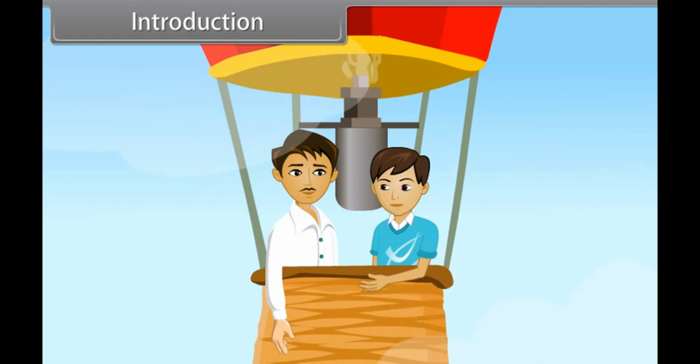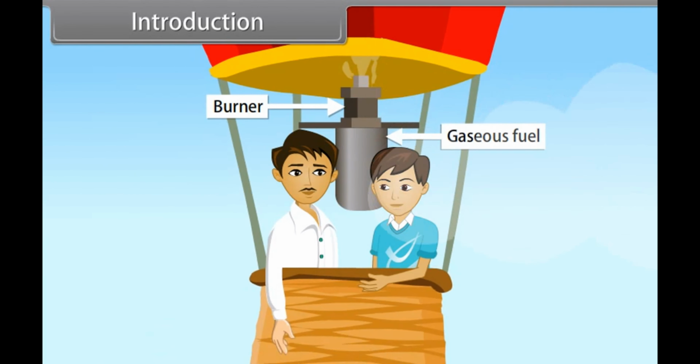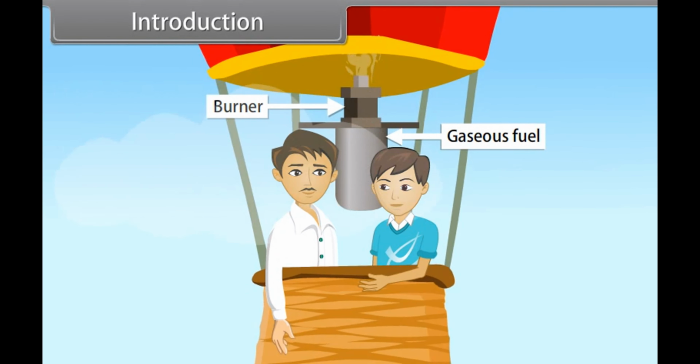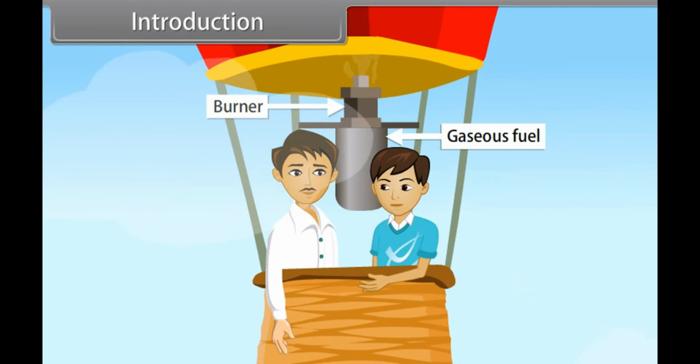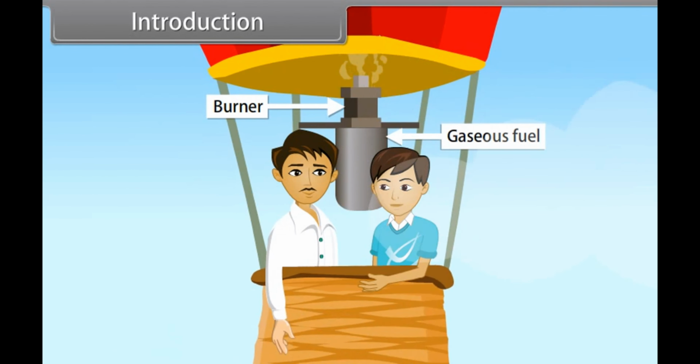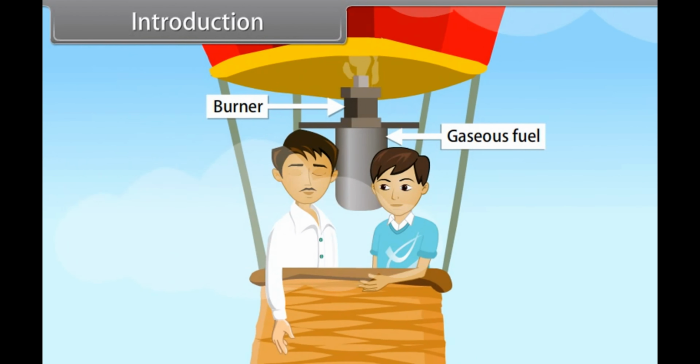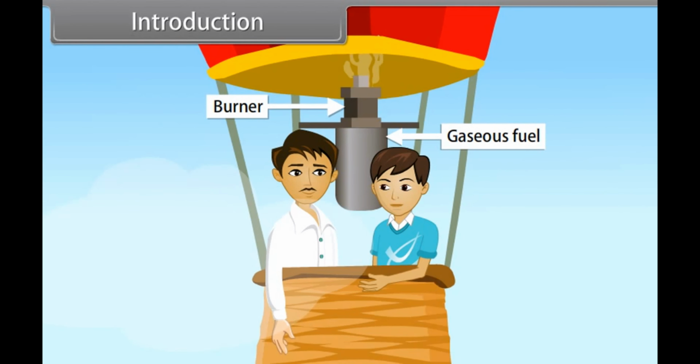In this, we use gaseous fuel to heat up the air in the envelope to move the balloon off the ground and into the air. Okay, Dad. One more thing I want to share with you, that the gaseous state has no definite shape. In this lesson, you will learn gaseous and liquid states of matter.